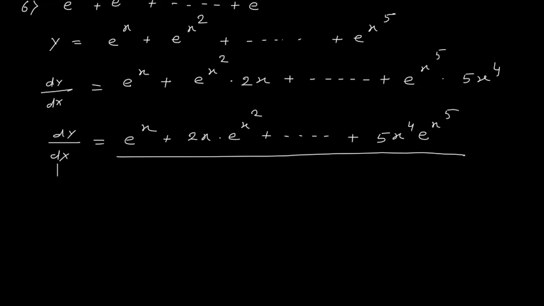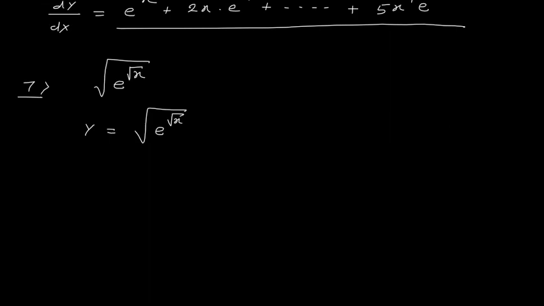Now the seventh problem. We have y is equals to root of e power root x. So let us differentiate dy upon dx. Now the first, you have root of something. So root x derivative is 1 upon 2 root x. So here I will write 1 upon 2 root, here I will say that e power root x.